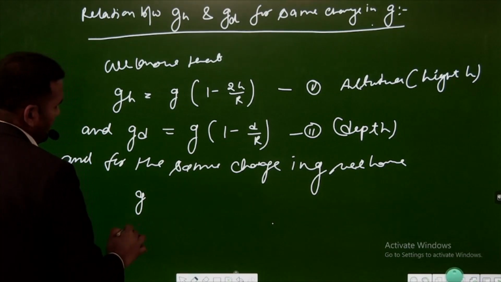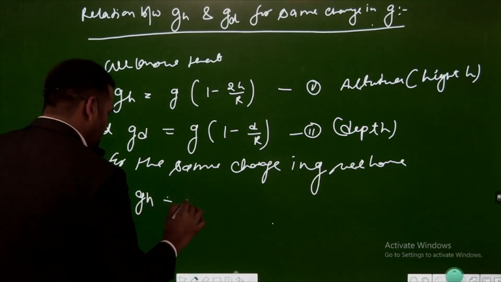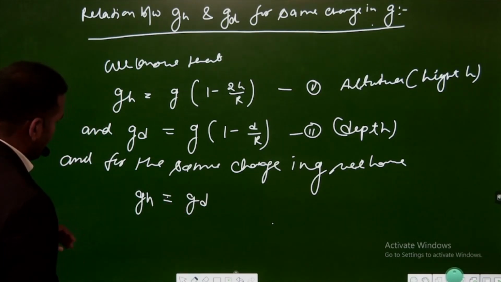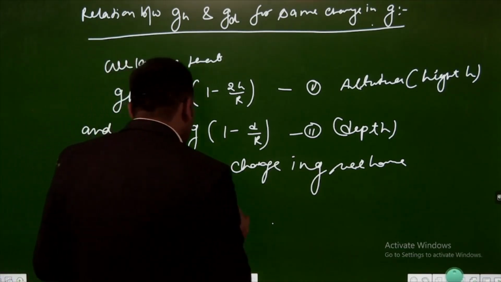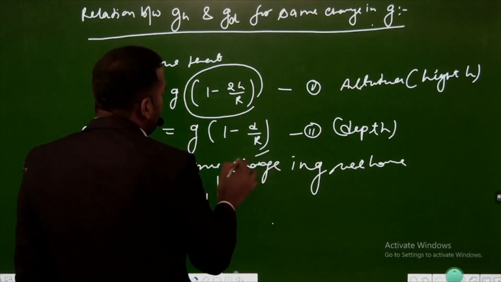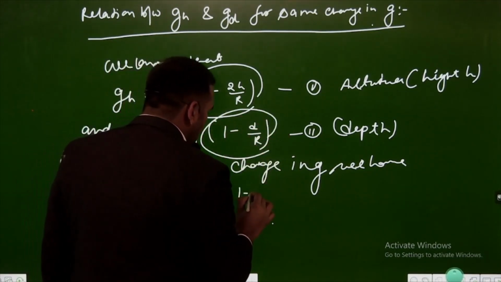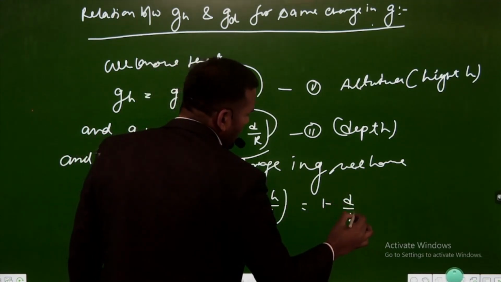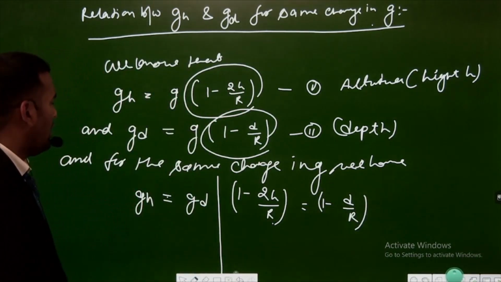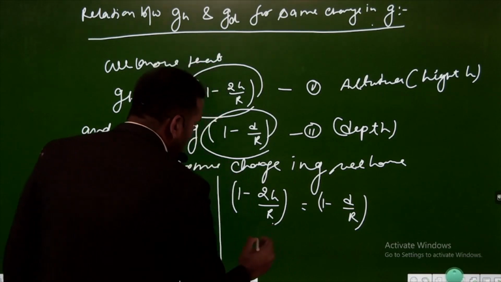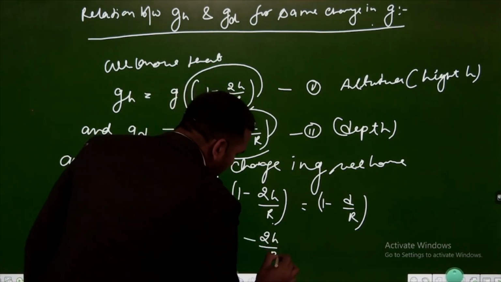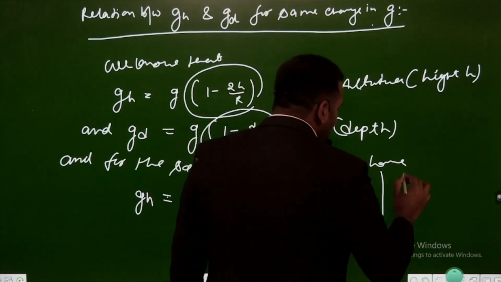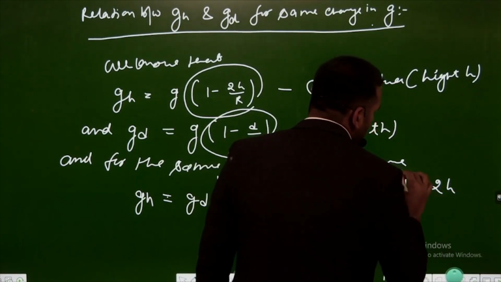we have g_h is equal to g_d. So we can say that this value is equal to this value. Now we have 1 − 2h/R is equal to 1 − d/R. So finally, solving, −2h/R is equal to −d/R. So finally we have d is equal to 2h.